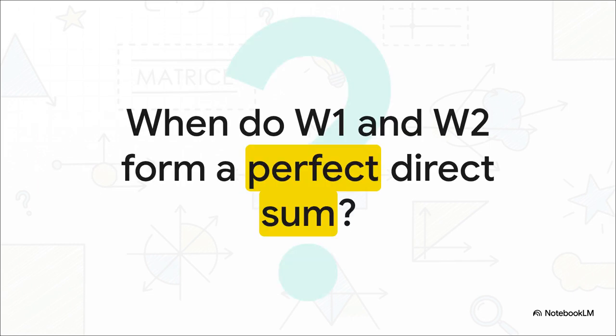So this brings us to the central question, the real heart of the mystery. From our clues, we already know W1 and W2 can add up to create the whole space, but can they do it perfectly? Can they form a direct sum? In other words, is there some hidden condition, some rule, that forces them to fit together without any extra, messy overlap? That's what we're here to find.